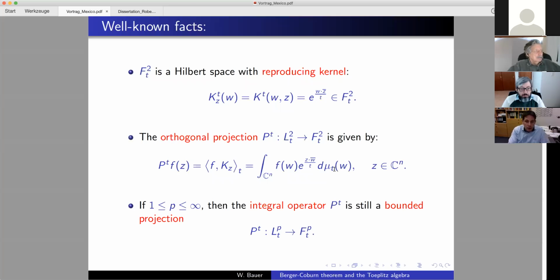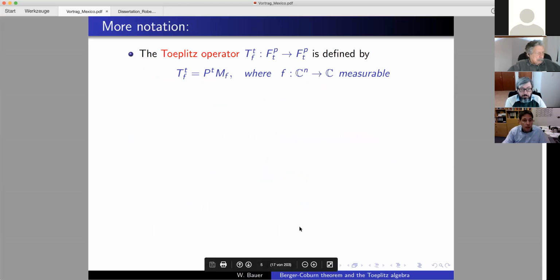And now if I define these LP spaces here in the way I did, so in particular, if in the measure I have this P dependence, and P can be in between 1 and infinity, then the observation is that that projection here is still a bounded projection from LTP to the P Fock space. So that is a nice thing. And now I can pass to Toeplitz operators.